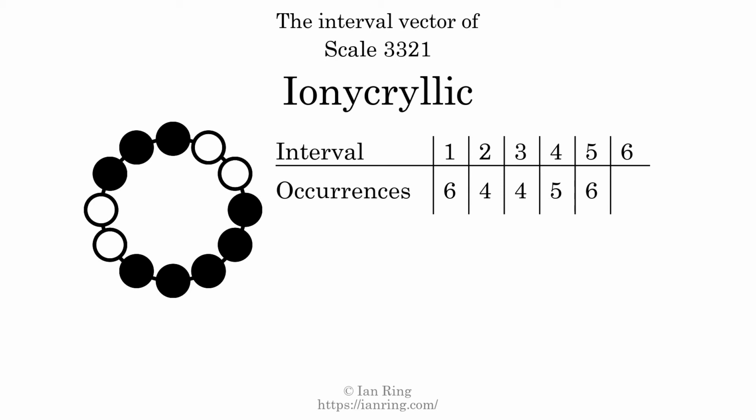There are 6 intervals with a size of 5 semitones. They are here, here, here, here, here, and here. There are 3 intervals with a size of 6 semitones. They are here, here, and here. Each interval does not appear in this scale a unique number of times, so this is not a deep scale.